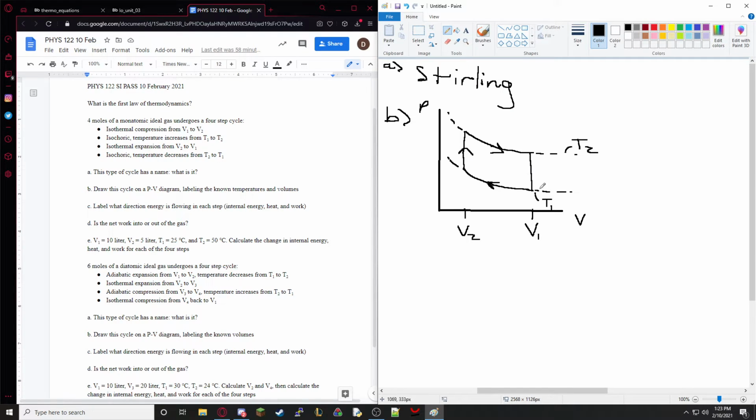We have our isothermal compression, isothermal expansion, and there are 2 isochoric processes in between. And then we also have our labeled V1, V2, T1, and T2. So what direction is our energy going to be flowing for each step of the process? Let's start with step 1. How is the internal energy changing for this step?